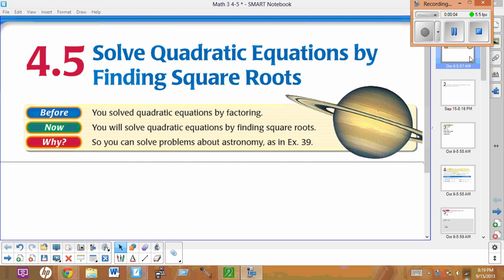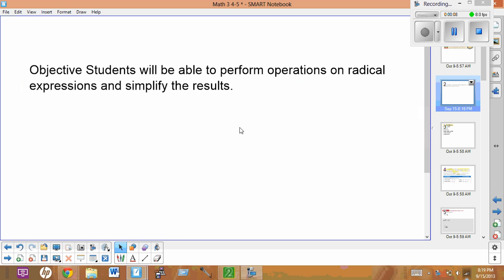Okay, welcome. Today we're going to look at performing operations on radical expressions and then simplifying the results. So go ahead and take your notebook out and get ready to take notes.